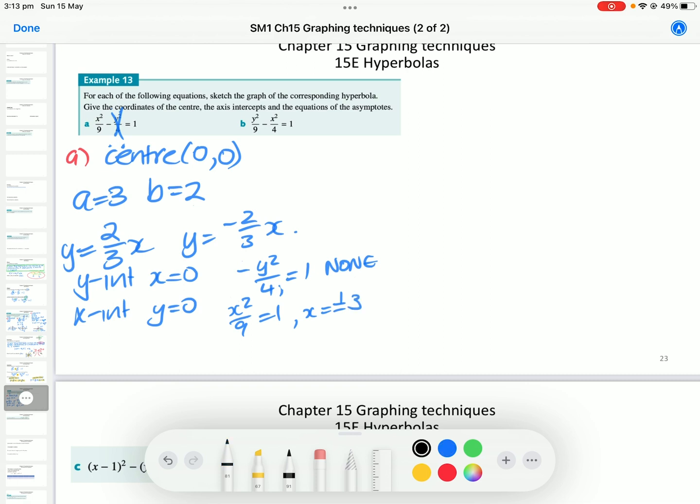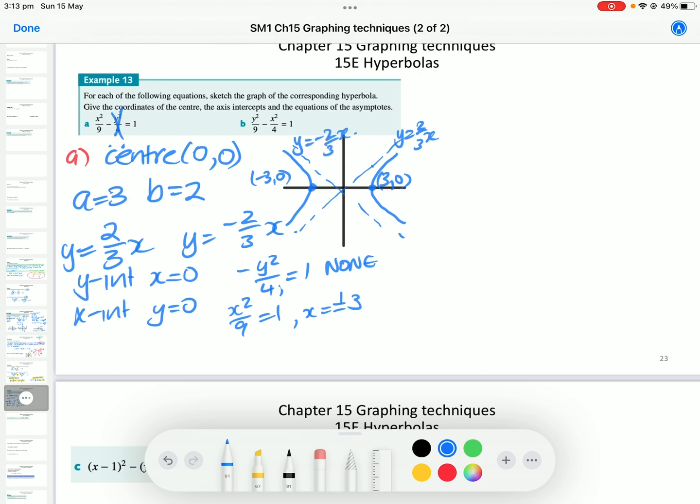So let's have a think of what this might look like. Oh, it's a bit squishy. The asymptotes, we've got rise over run, 2 over 3x. So it goes 3 across, 2 up. And this will be the same. We've got our x-intercepts there. We've got 1 at minus 3, 0. And we've got one over here at 3, 0. This is y equals 2/3 x. And this is y equals minus 2/3 x. And there is our hyperbola.